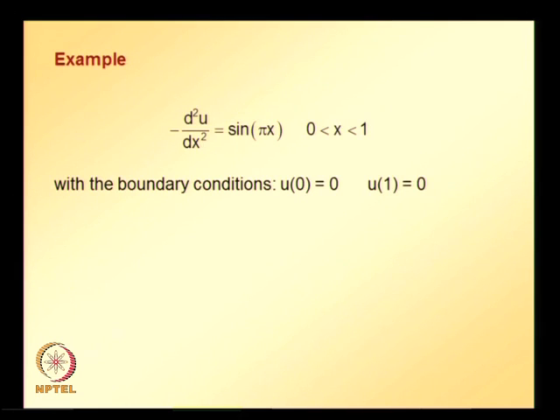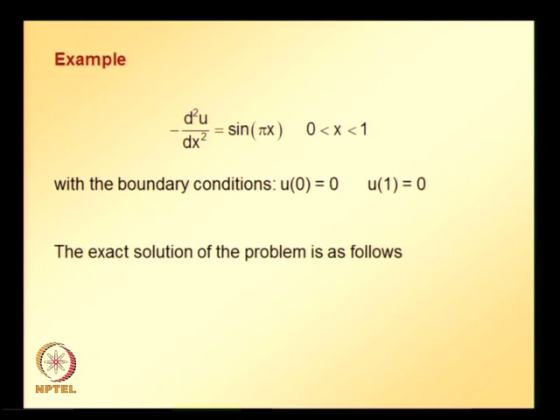Anyway, we can solve this problem exactly by integrating it twice and getting the integration constants by substituting the boundary conditions. So when we do that, the exact solution of the problem turns out to be this. And this exact solution is going to be used for comparison purposes with the solution of other approximate techniques that we are going to look at.